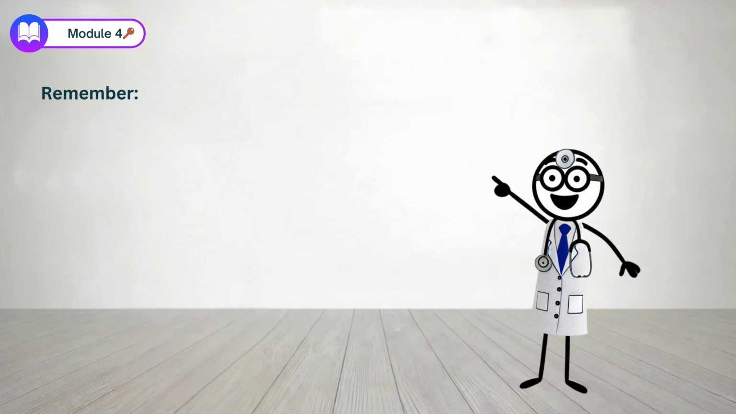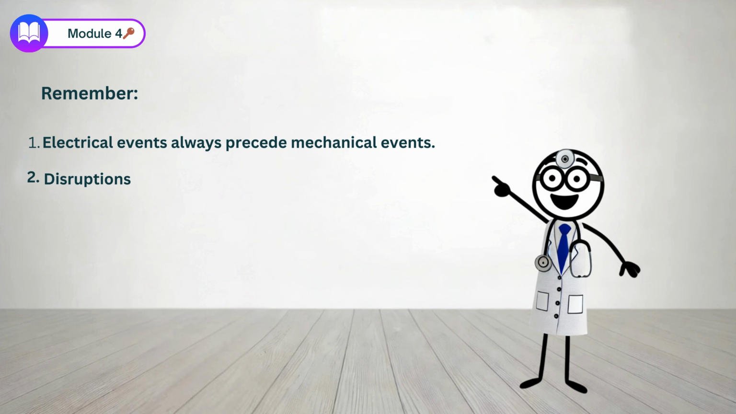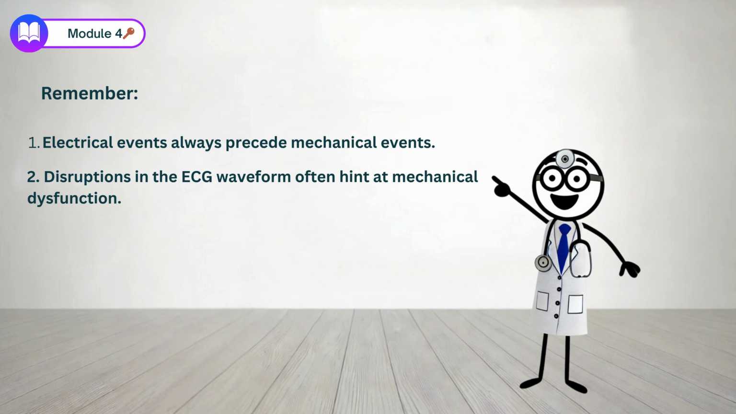There are two critical principles that tie everything together. First, electrical events always precede mechanical events. You see the wave on the ECG first, then the actual contraction or relaxation happens slightly after. Second, disruptions in the ECG waveform often hint at mechanical dysfunction.